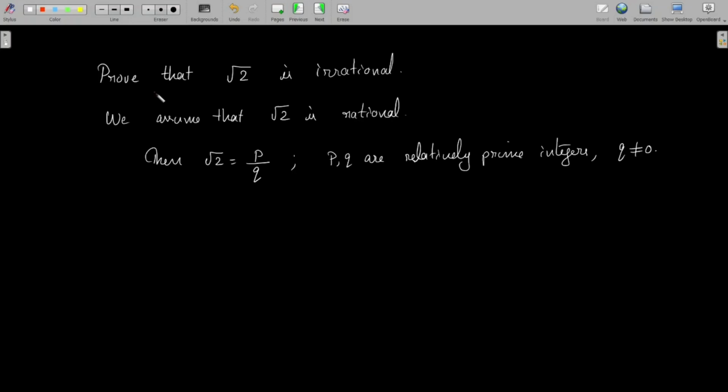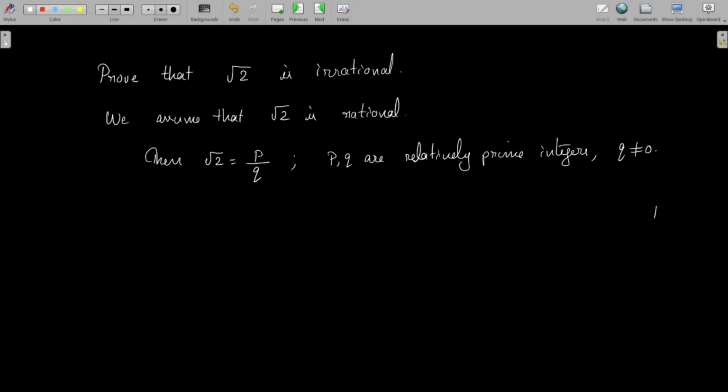Using the method of contradiction, prove that root 2 is irrational. We assume that root 2 is rational. Therefore, we can express root 2 as p by q, where p and q are integers and they are relatively prime integers. That is, they have no common factors. For p and q, there are no common factors.